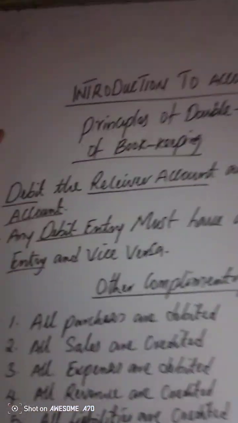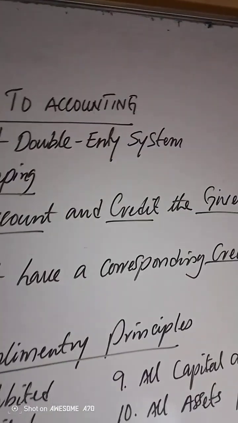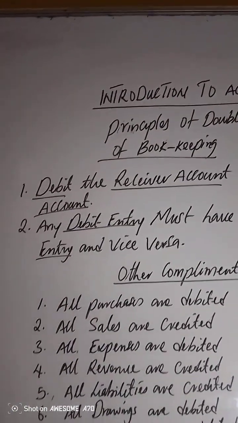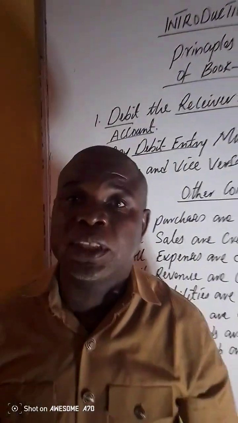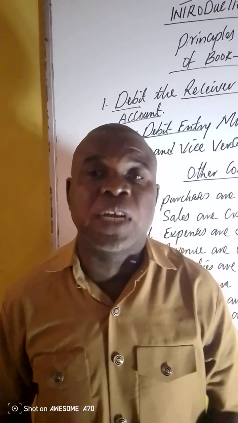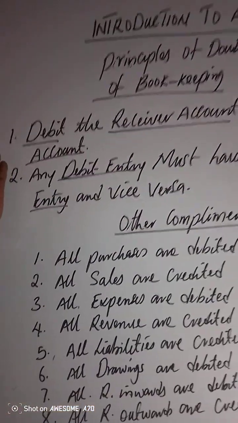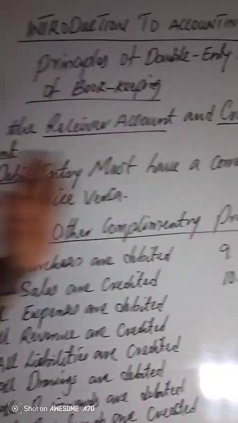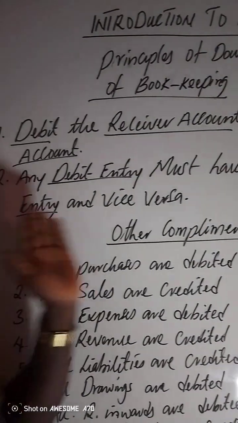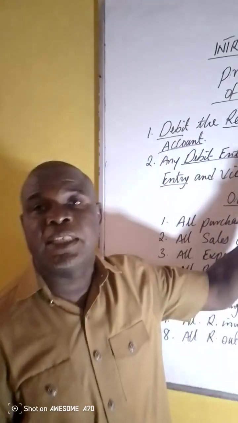In today's video, we are going to still emphasize the principles of double entry, the introduction to accounting. The emphasis of today's class is to still emphasize the principles that are used in trying to post transactions into ledger accounts. I told you that the fundamental principle remains: debit the receiver account and credit the giver account. And any debit entry must have a corresponding credit entry and vice versa. But we have emphasized this in my previous video.